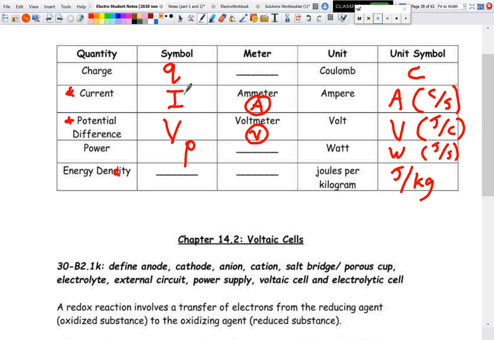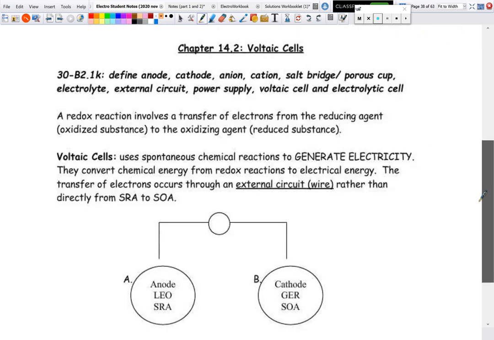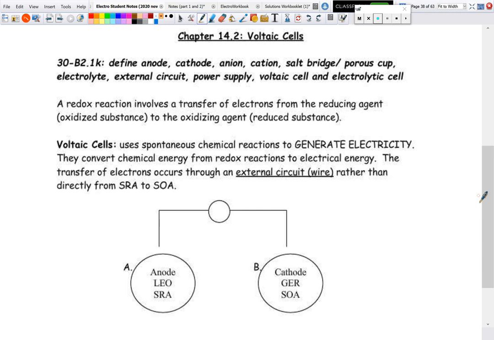So we'll get into some of these here, especially current and potential difference, which is going to show up a fair bit throughout this unit. Now, like I said, we're focusing today on voltaic cells. So what are voltaic cells? And we will be defining a bunch of different things: anode, cathode, anion, cation, salt bridge, all those little things up there.